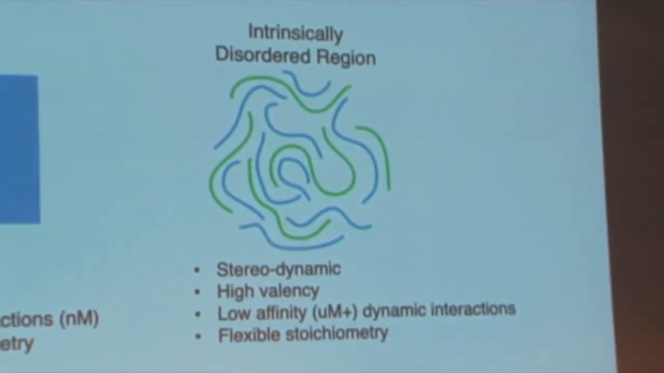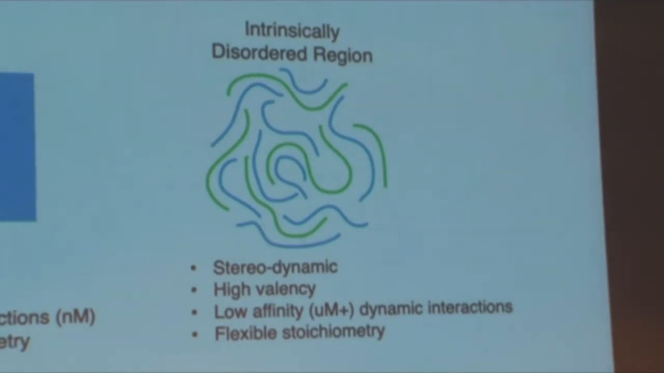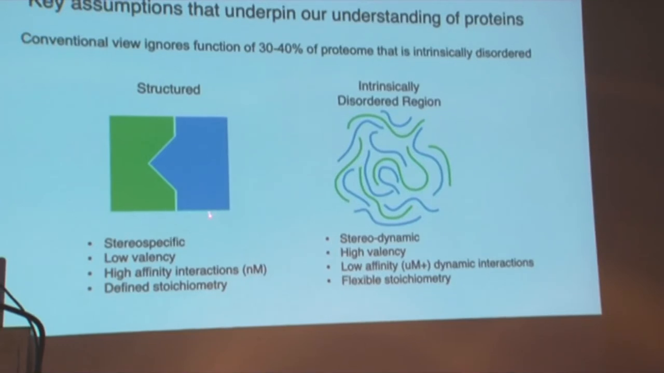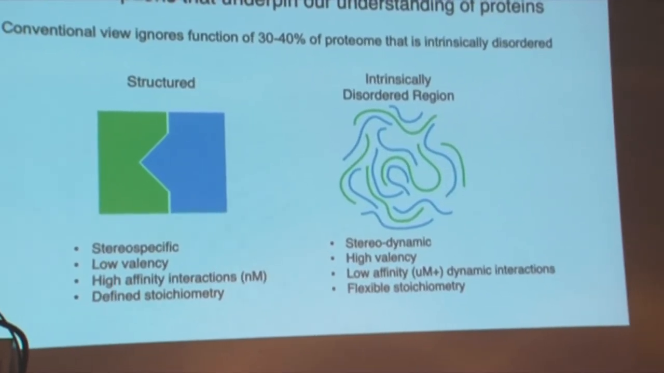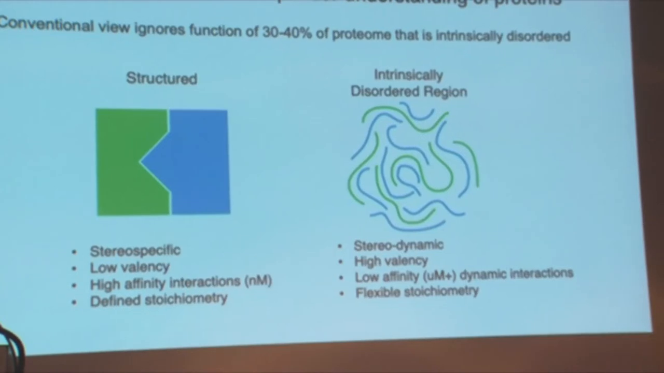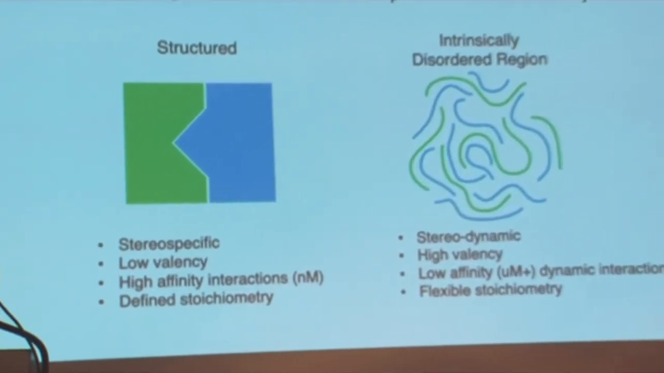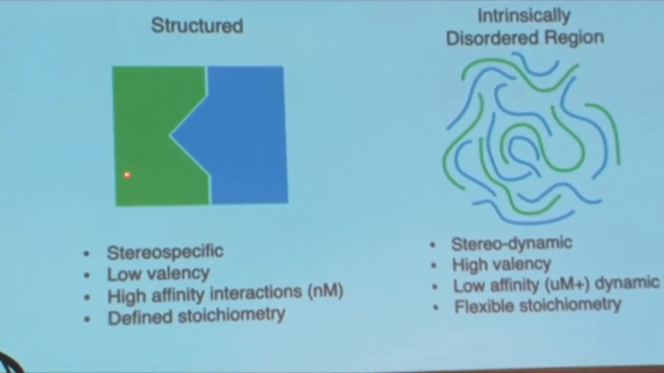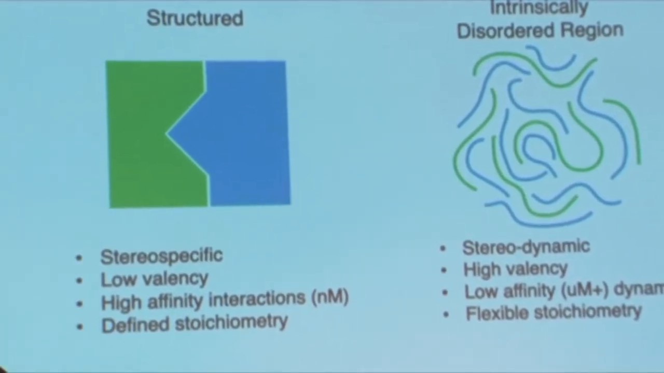But I can only find in the literature 5 or 6 examples of this. And I'm now thinking that that view is not entirely right. Instead, you can have portions of proteins that have this lock and key structure, where you have stereospecific interactions. They're relatively high affinity. They have a defined stoichiometry. There's one subunit that's green, one subunit that's blue. They interact this way.